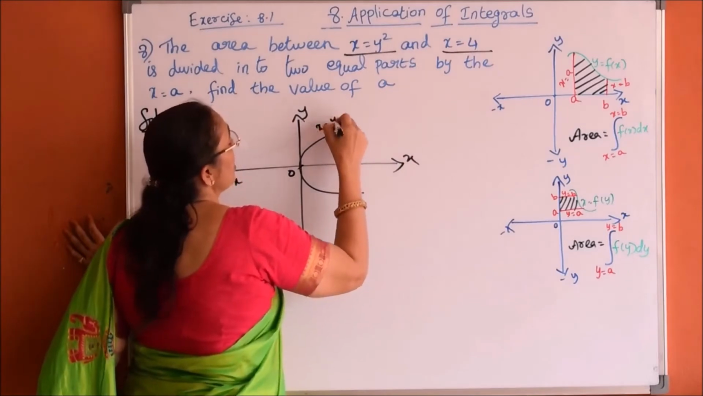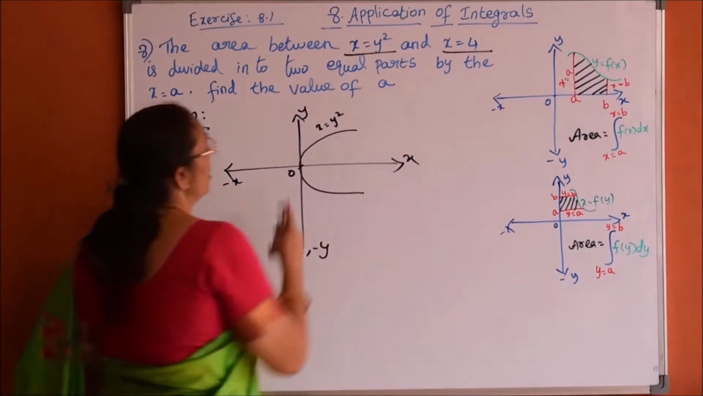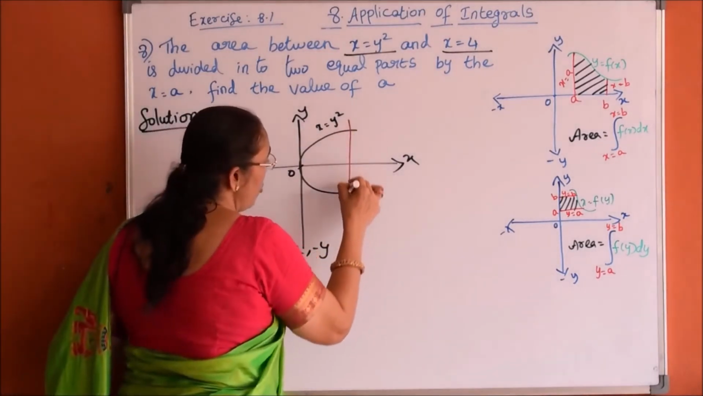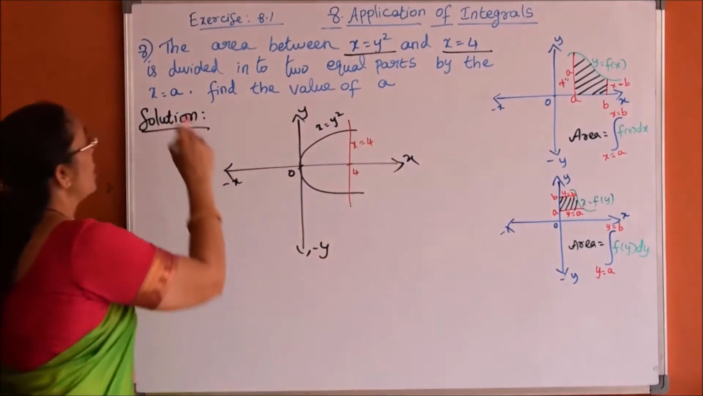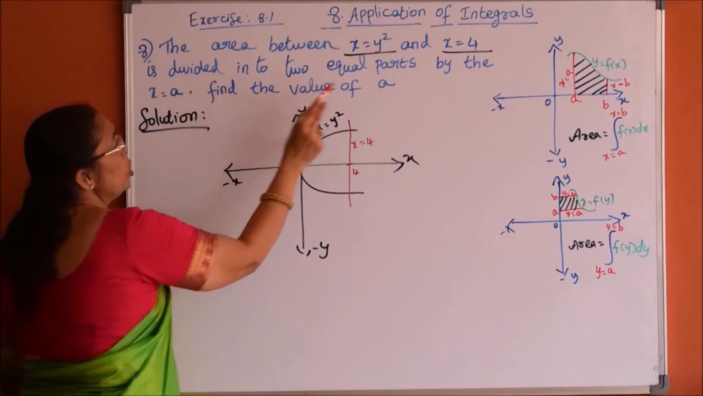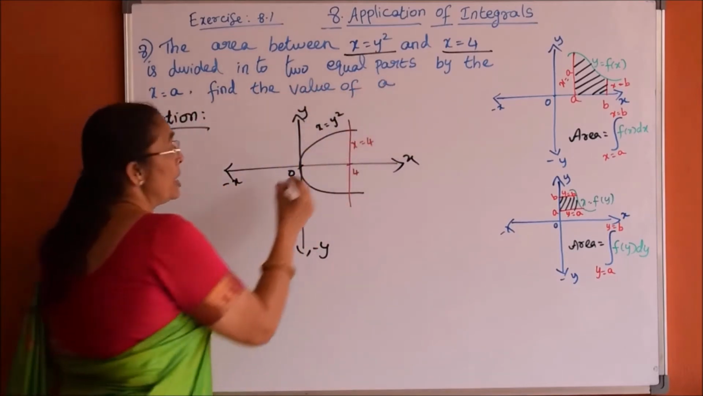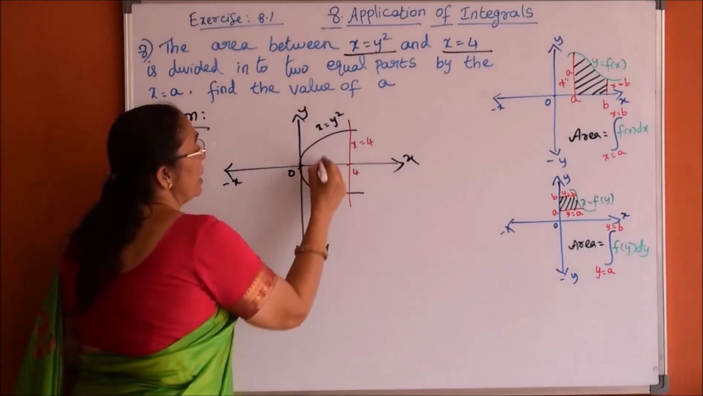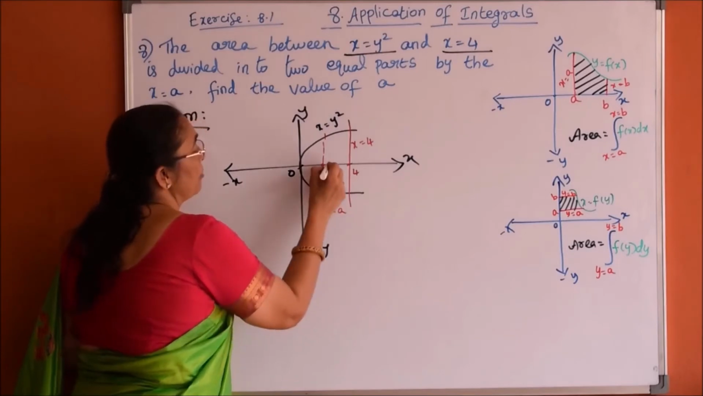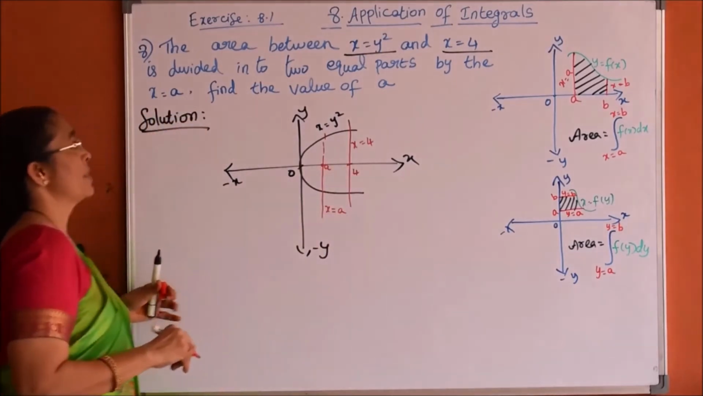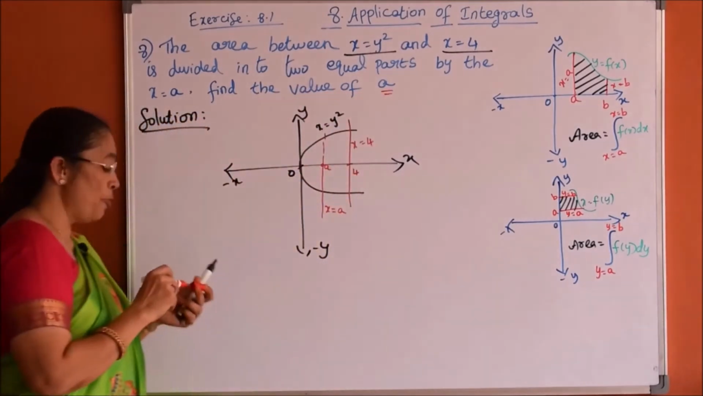So, this is the curve x equals y square, and x equals 4 is a line parallel to the y axis at a distance of 4 units. This region is divided into 2 equal parts by the line x equals a. So, this is the line x equals a. Now, the question: find the value of a.